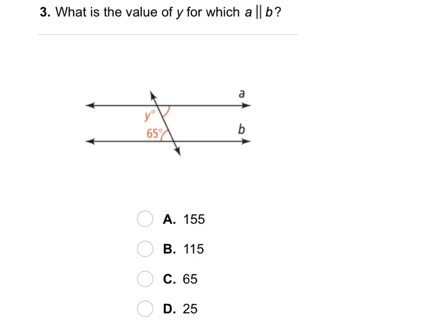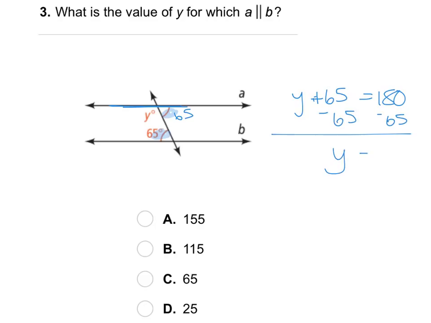And finally, number 3, they want to know what is the value of y for which A is parallel to B. If we take a look, one of the things that we know immediately is if this angle down here is 65, then this one is also 65. That's because they said that these two are congruent. I could then figure out y because I know that this is a linear pair. So y plus 65 has to equal 180. If we subtract 65, we end up getting y equals 115 degrees. So answer choice B.